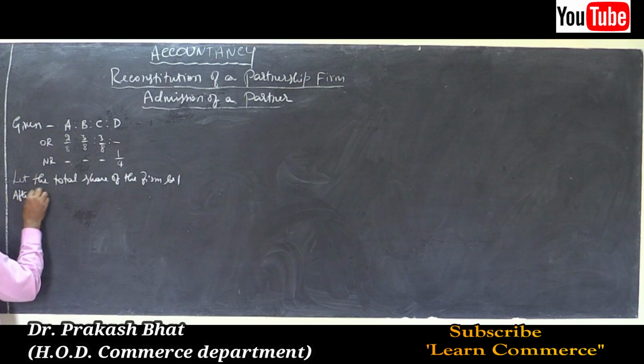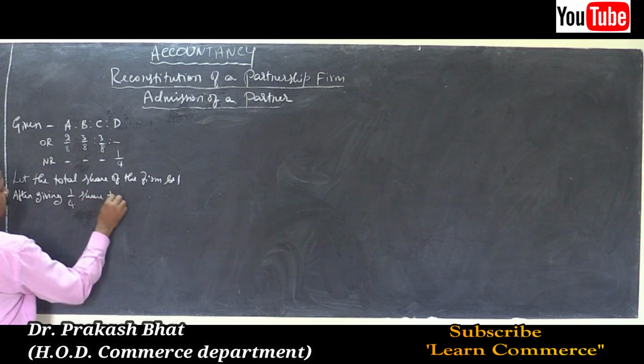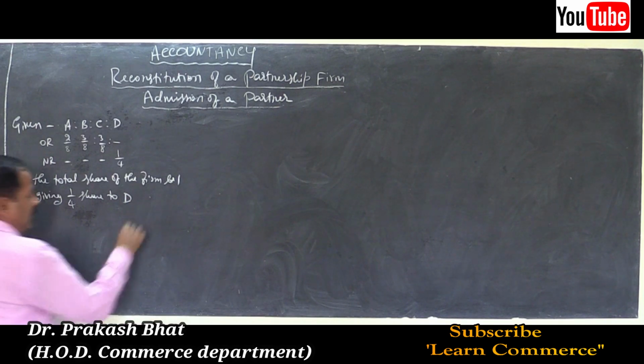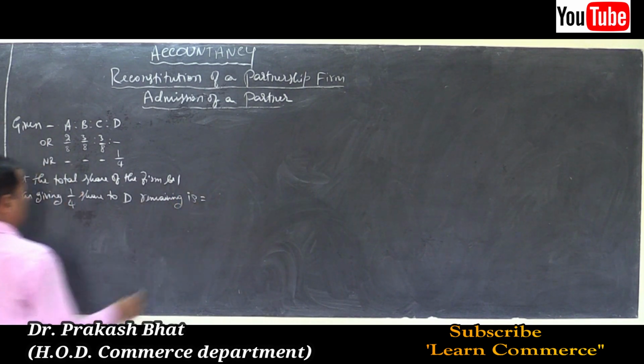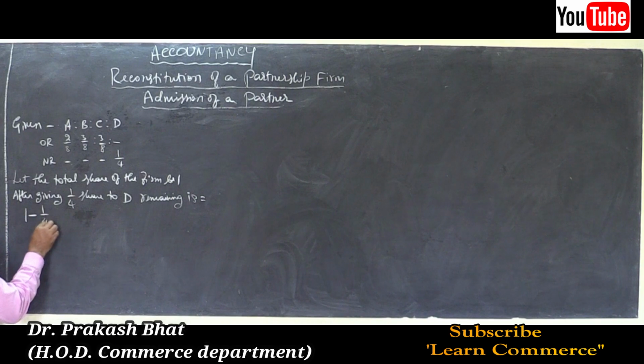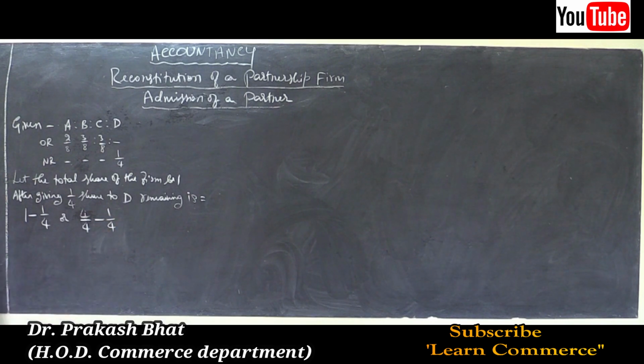After giving 1/4 share to D, the remaining is 1 minus 1/4, or 4/4 minus 1/4, is equal to... both have the same denominators, so there is no need to take a common denominator here, write the same number. 4 minus 1, 3/4.